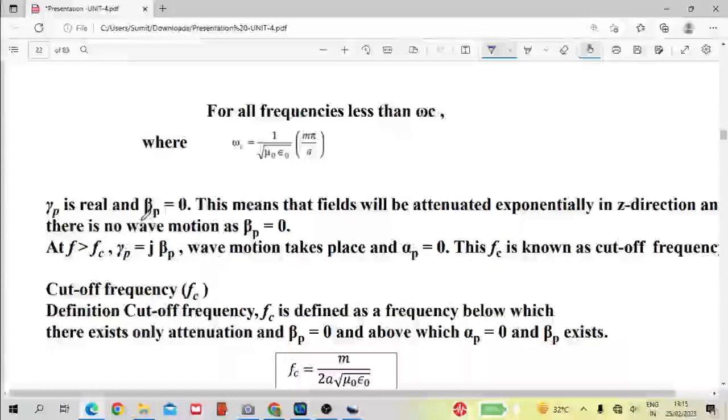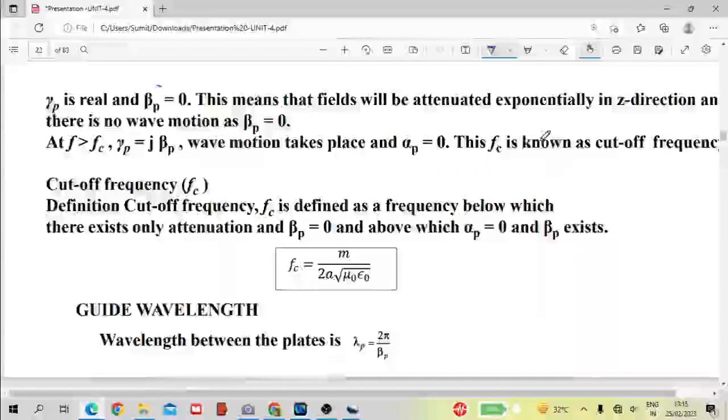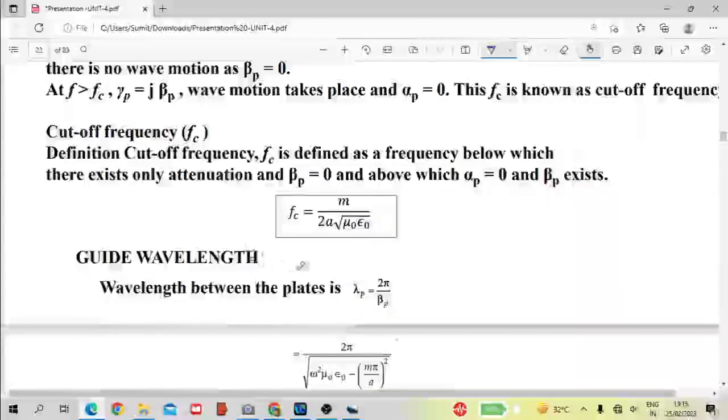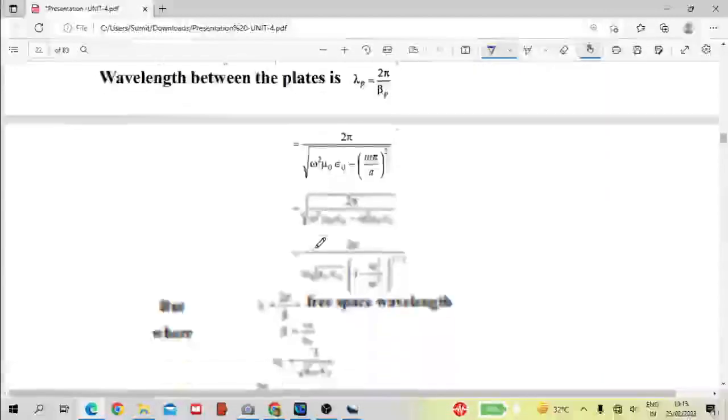So gamma p is real and this is 0. For all frequencies less than this, it is evanescent, because the phase constant is 0 but the propagation constant is real. So from there we can calculate the cutoff frequency. This is the same formula. From there you can find out fc.